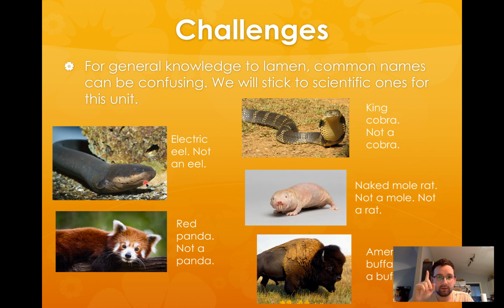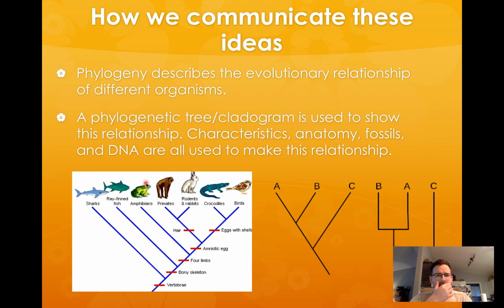What I want you to focus on is, as I said before, their evolutionary relationship. So here's the important part, and these are going to be the last few slides. This is how we actually communicate it. This is called phylogeny, or sometimes these things are called cladograms, or sometimes phylogenetic trees. Cladogram is a little bit easier to roll off the tongue, but this is called phylogeny. It describes the evolutionary relationship of different organisms.